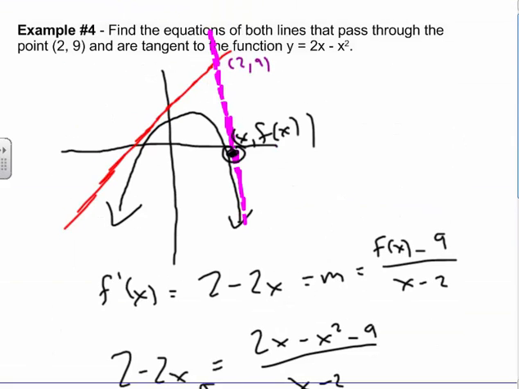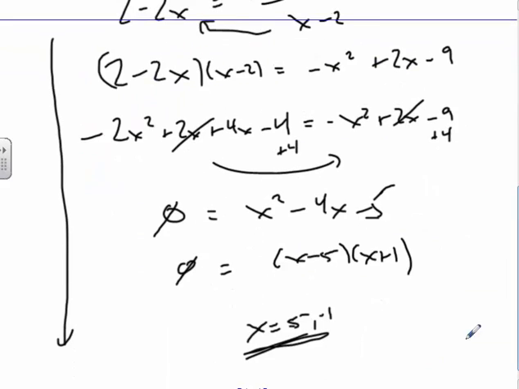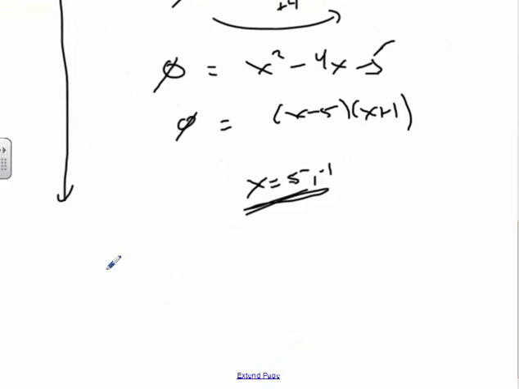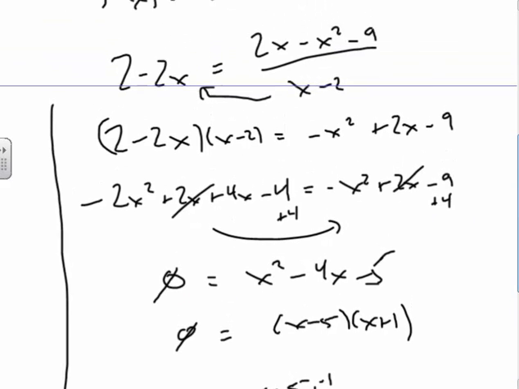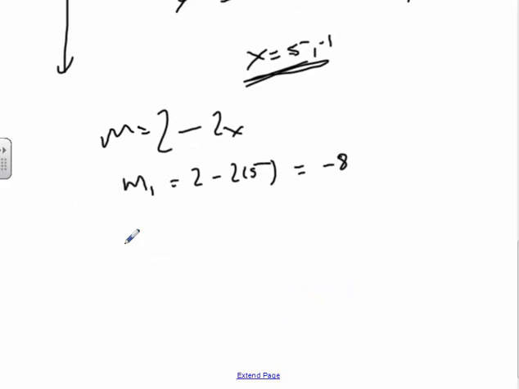So now I know that x could be 5 over here, or it could be negative 1 over here where they touch, which, honestly, even for my just randomly drawn diagram, looks pretty good. Right? And then I talk about my function here. Slope was really equal to, what was the equation for it again? It was equal to 2 minus 2x. And now I know my x's. So to find my first slope, it'll be 2 minus 2 times 5, which will be negative 8. To find my second slope, it'll be 2 minus 2 times negative 1, which will be a slope of 4.